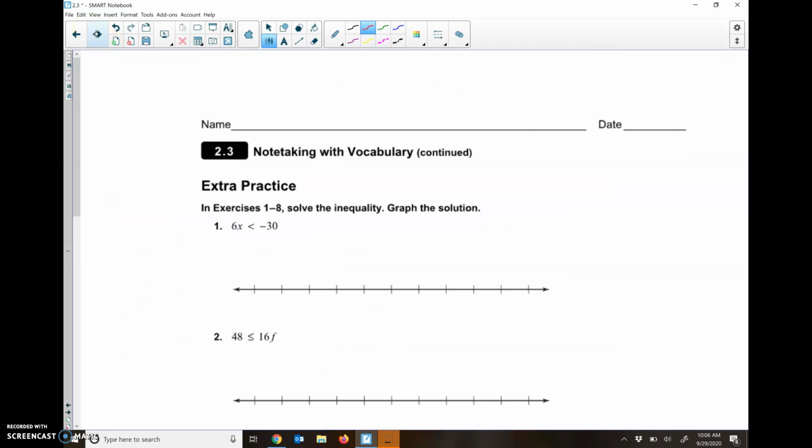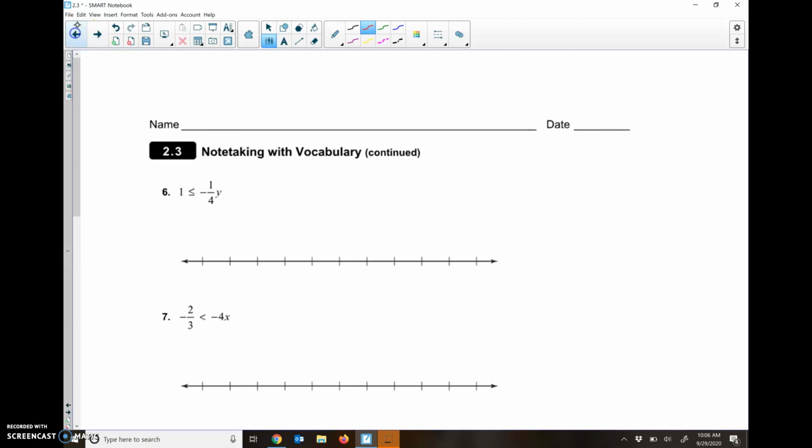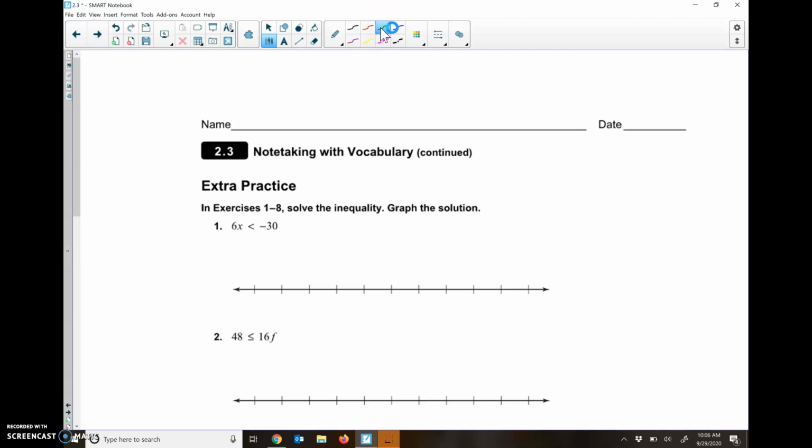All right, so number 1 here. 6 times x is less than negative 30. So I'm going to divide both sides by 6. So I get x is less than negative 5. Okay, no sign flipping there. I divided each side by a positive 6.